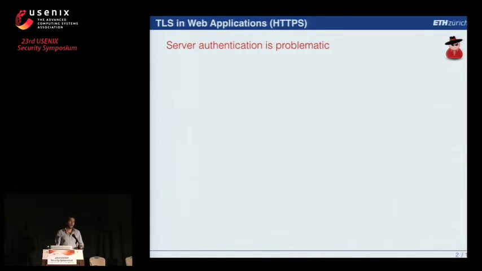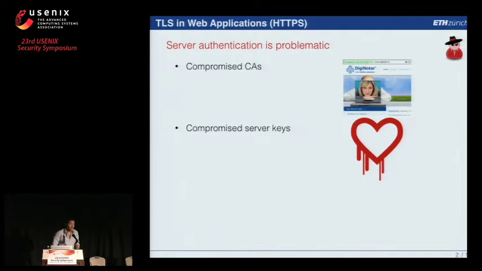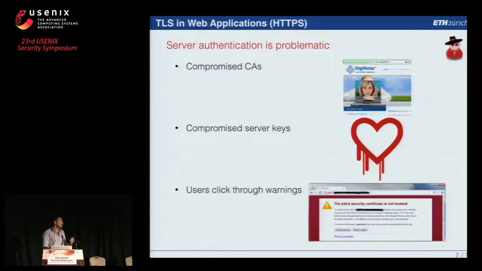Many web applications employ TLS nowadays in order to secure the communication channel between the browser and the server. But unfortunately, we all know that server authentication has been shown to be kind of problematic. An attacker might be able to impersonate the server to the browser by compromising a certificate authority, for example, or even stealing the server's private key. And even if nothing of the above happens, the attacker might still be able to fool the user, because users are known to often click through warnings, so the attacker might be able to impersonate the server by just using an invalid certificate.